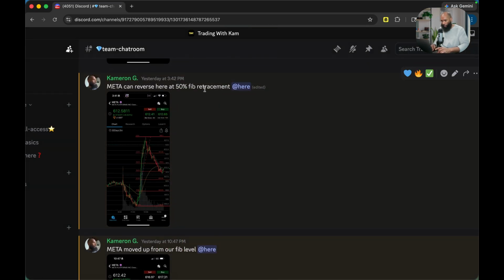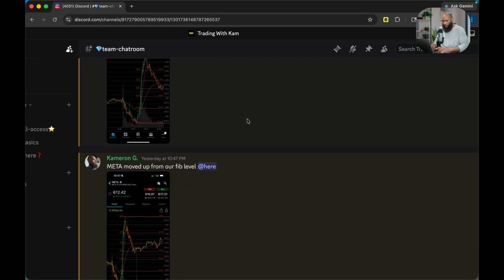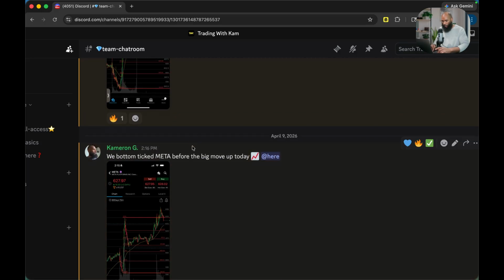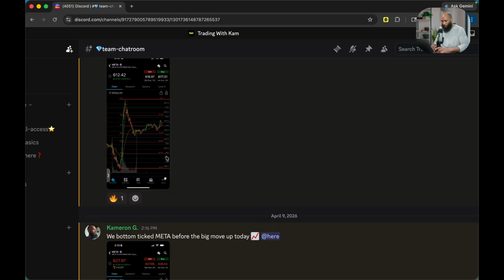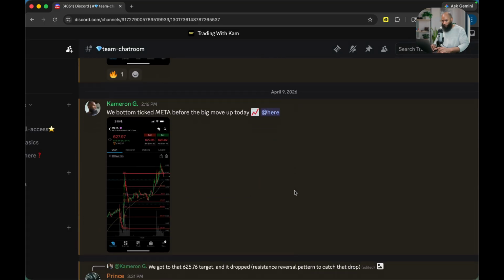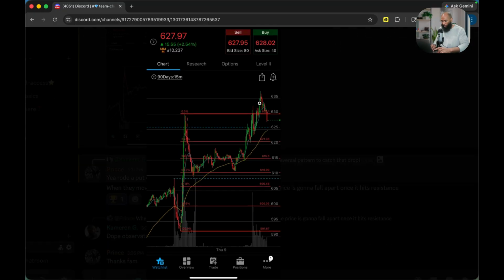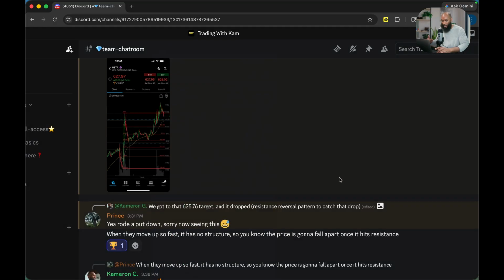So that's why I decided to tell the team, hey, Meta can reverse here at the 50% retracement. And what happened, you see that move up from Meta from that level we just pointed out. And then we had an even bigger move when we woke up this morning into the afternoon. All right, so that just shows you there's many different ways to spot high probability levels, but you got to be prepared to know how to use them.